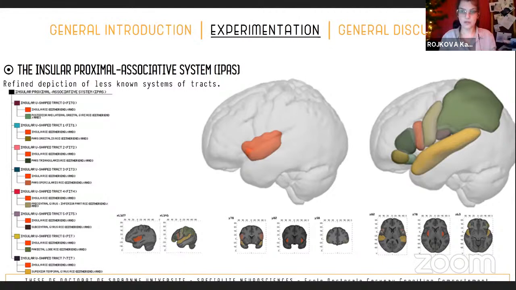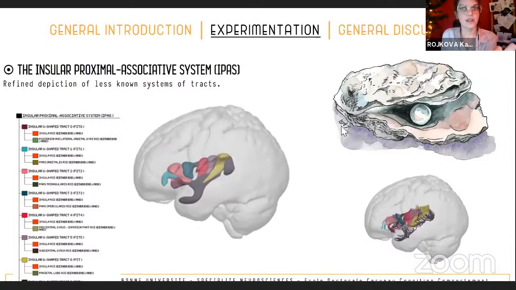So here is the anterior proximal associative system, which is the ensemble of short U-shaped tracts that come out of the insula toward the other lobes. So the mean maps look something like that. They have this oyster structure. The first one was not known, but we could map it and then find traces of its potential existence through other modalities, through functional modalities.